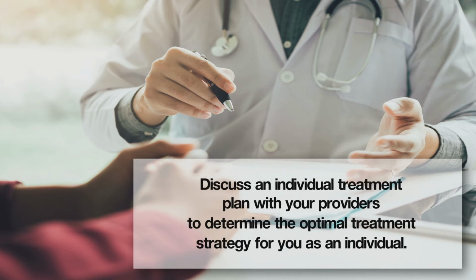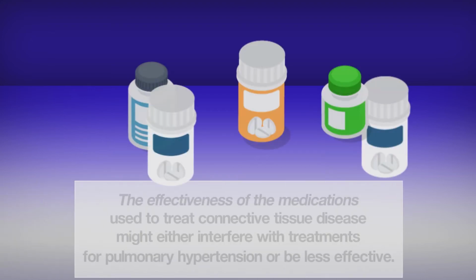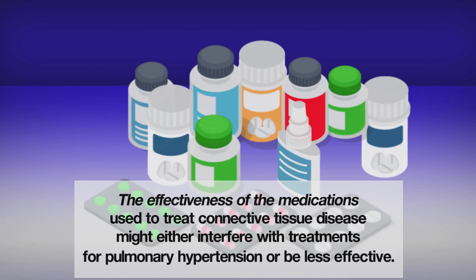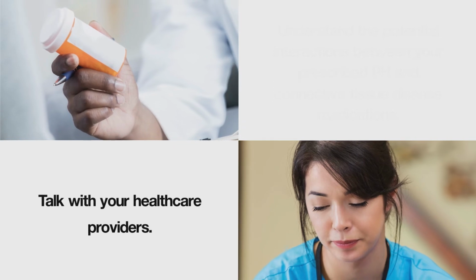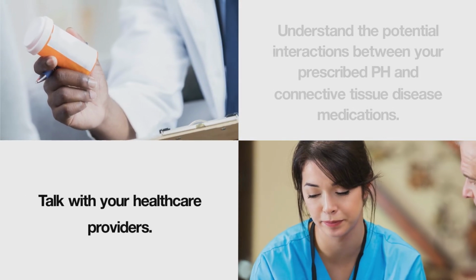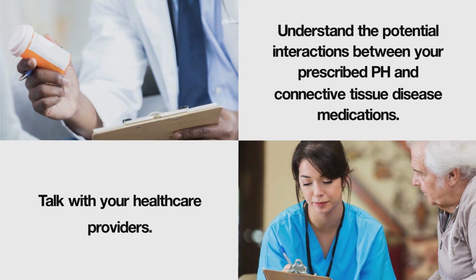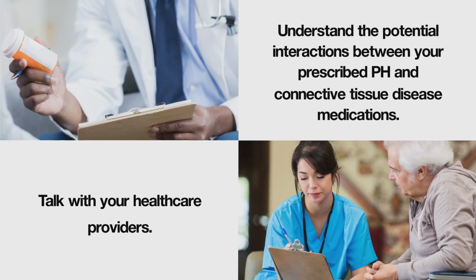Of concern when you have underlying connective tissue disease is whether medications used to treat connective tissue disease might either interfere with treatments for pulmonary hypertension or perhaps be less effective in the setting of pulmonary hypertension. This does require some conversation with your providers to understand the potential for interactions between medications that you are on, and importantly, the indications for medications to treat your underlying connective tissue disease and your pulmonary hypertension.